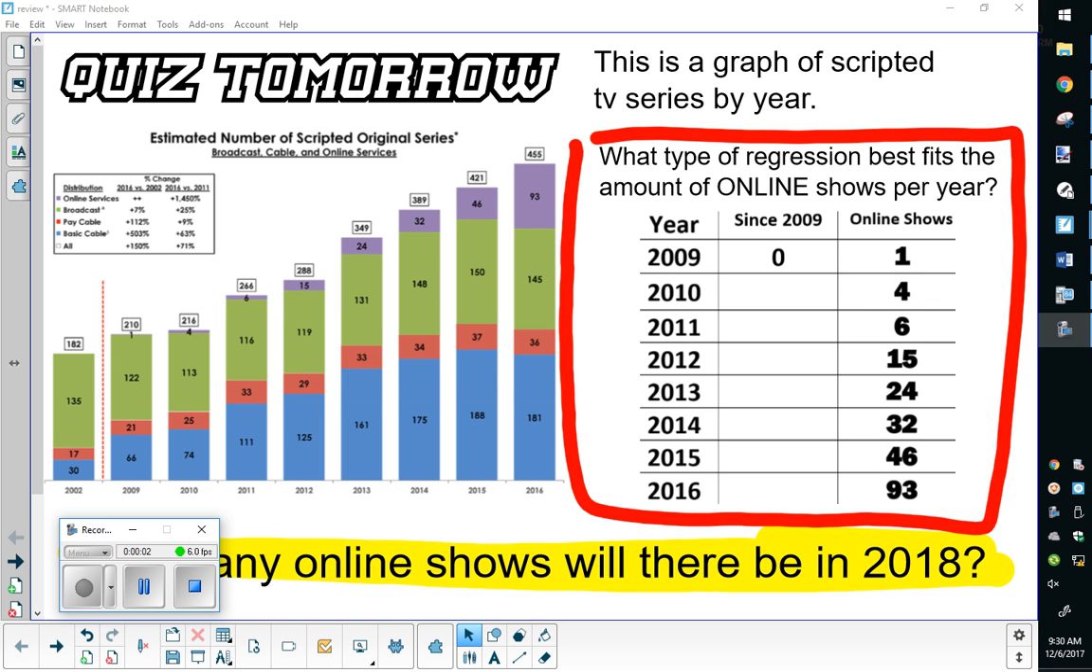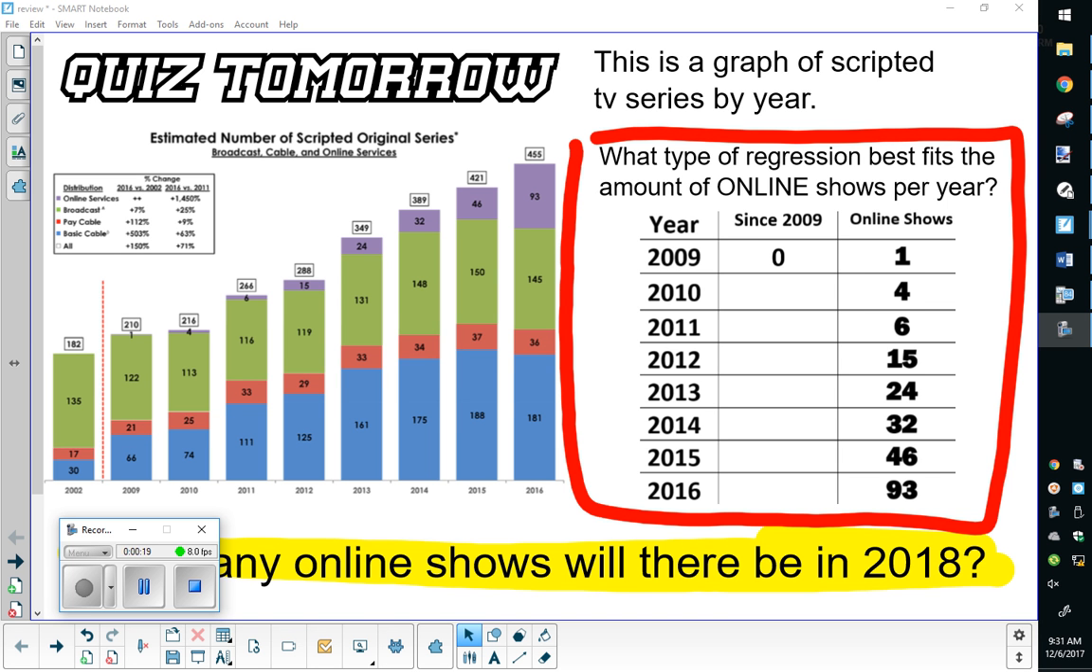Here we go. So there's this graph right here. This graph talks about the estimated number of scripted shows. So I kind of like this. In the year 2002, there were 132 scripted shows on broadcast TV, like ABC, NBC, all those things.